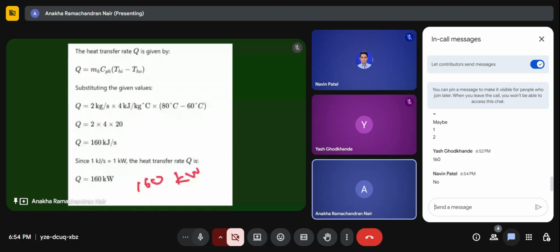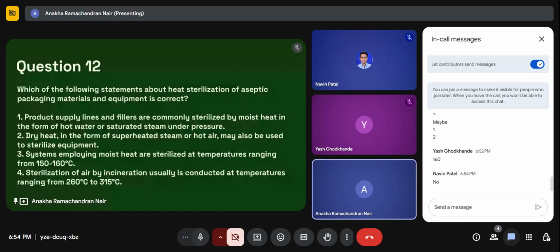Option 2, dry heat in the form of superheated steam or hot air may also be used to sterilize equipment. Option 3 is, systems employing moist heat are sterilized at temperatures ranging from 150 to 160 degrees Celsius. And option 4 is, sterilization of air by incineration usually is conducted at temperatures ranging from 260 to 315 degrees Celsius. So out of these, can you guess which are correct?